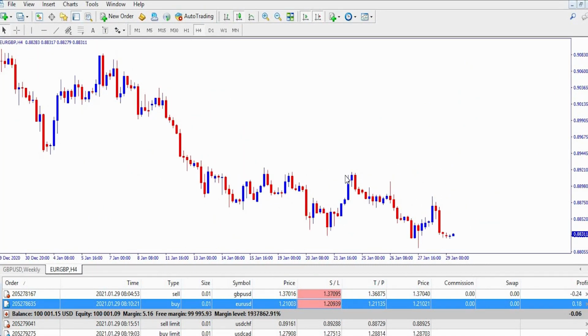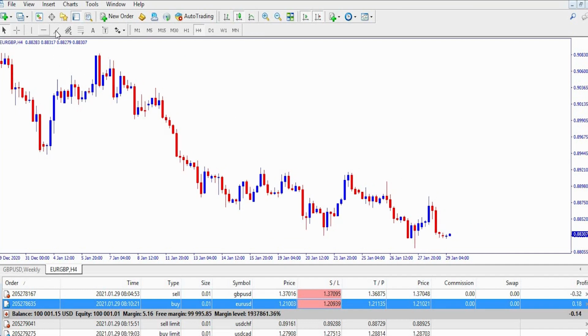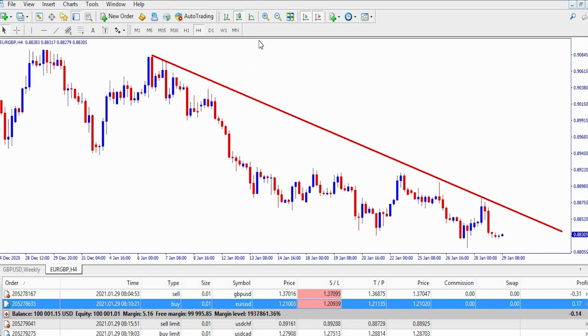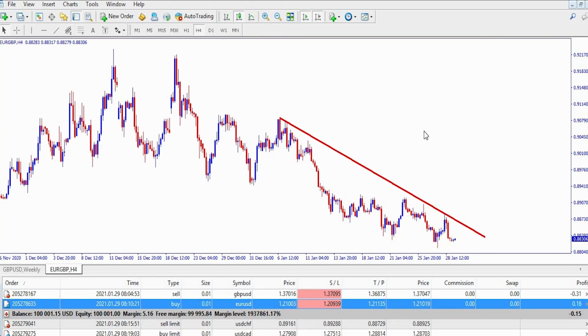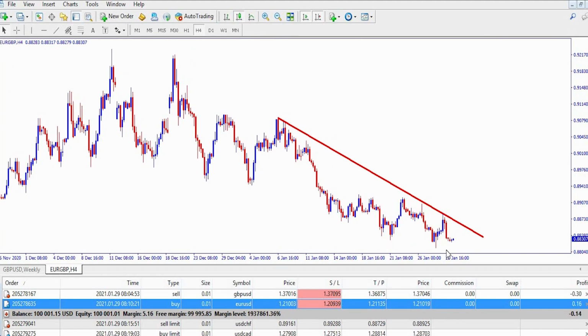Okay. Now basically, buying is done below market price. Selling is done above market price. That is, we buy low, we sell high. So that is for buying and selling.